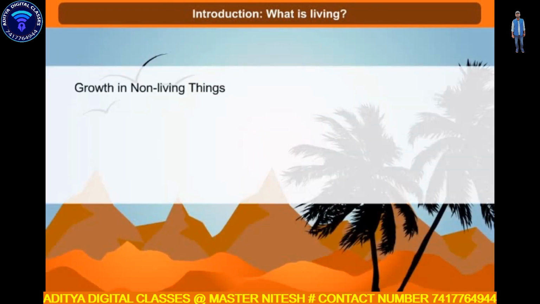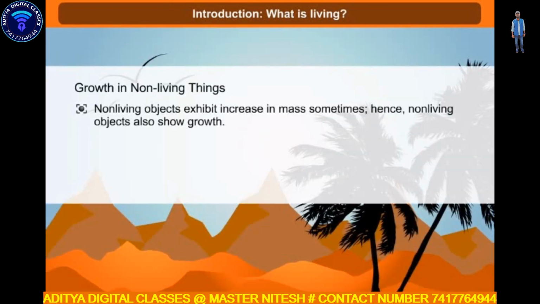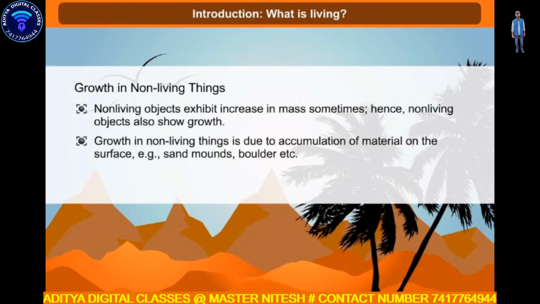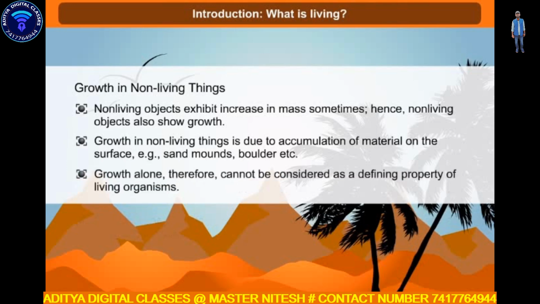Growth in non-living things. Non-living objects exhibit increase in mass sometimes. Hence, non-living objects also show growth. Growth in non-living things is due to accumulation of material on the surface. Example: sand mounds, boulder, etc. Growth alone, therefore, cannot be considered as a defining property of living organisms.